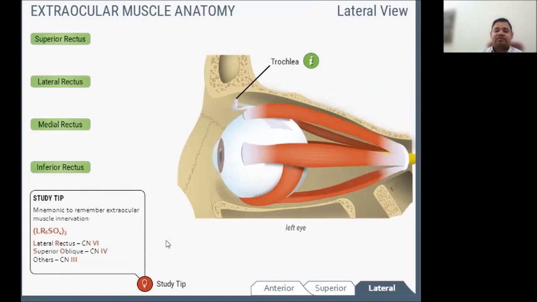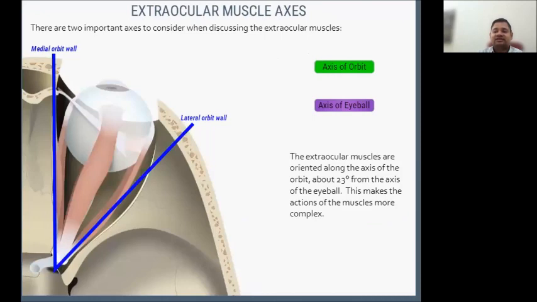You can simply remember one thing: a mnemonic for extraocular nerve supply, LR6SO4. Exceptionally, lateral rectus is supplied by the 6th cranial nerve. Superior oblique is supplied by the 4th cranial nerve. The rest are all supplied by the 3rd cranial nerve only. So you can simply remember this small mnemonic about the nerve supply for extraocular muscles.